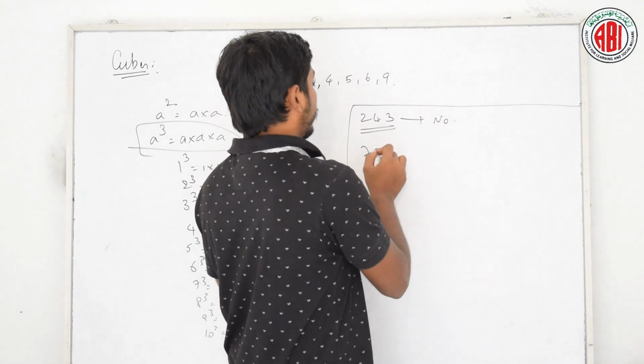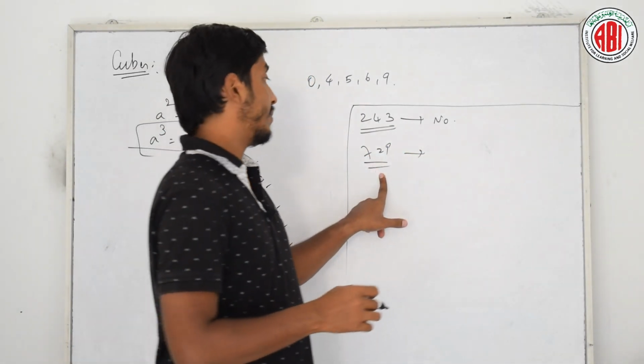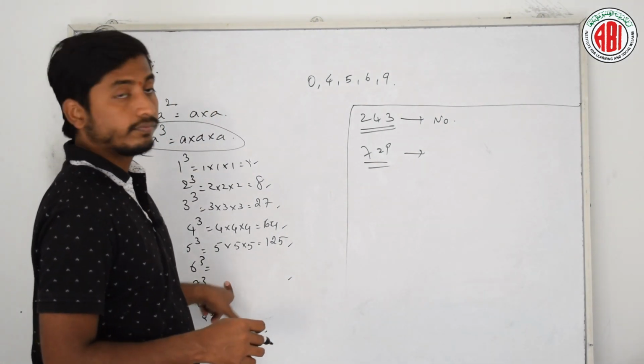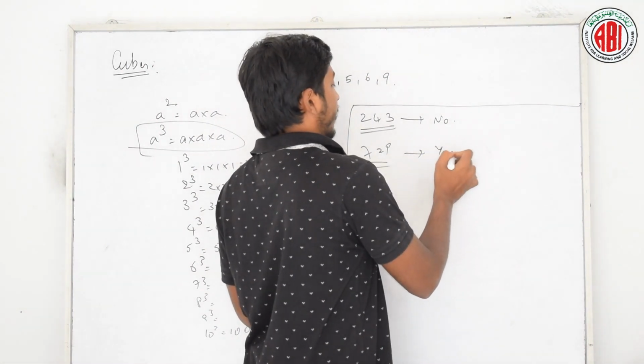Okay. 729. Tell me, is it a perfect cube? Yes, it is a perfect cube. That is the cube of this 7. Okay. That is, it is a perfect cube.